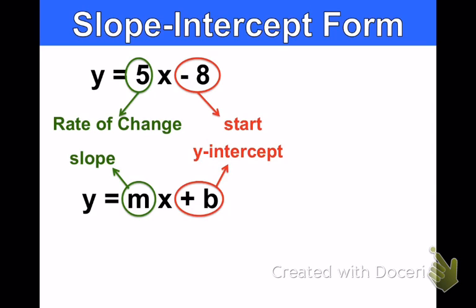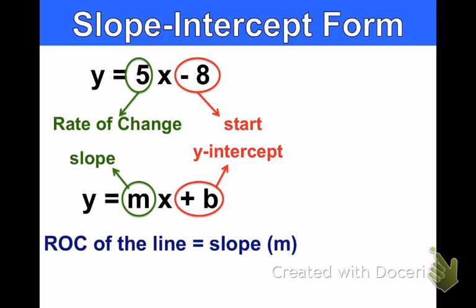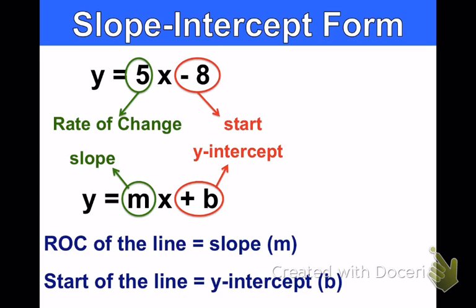All right, go ahead and write these down if you haven't already started to do so. And on the right, you should see this: the rate of change of a line is equal to the slope m. That's the letter we use for slope. And the start of the line, where we always start when we graph a line, is the y-intercept in this method. If you need to pause this, go ahead and pause this. We're going to keep on going.